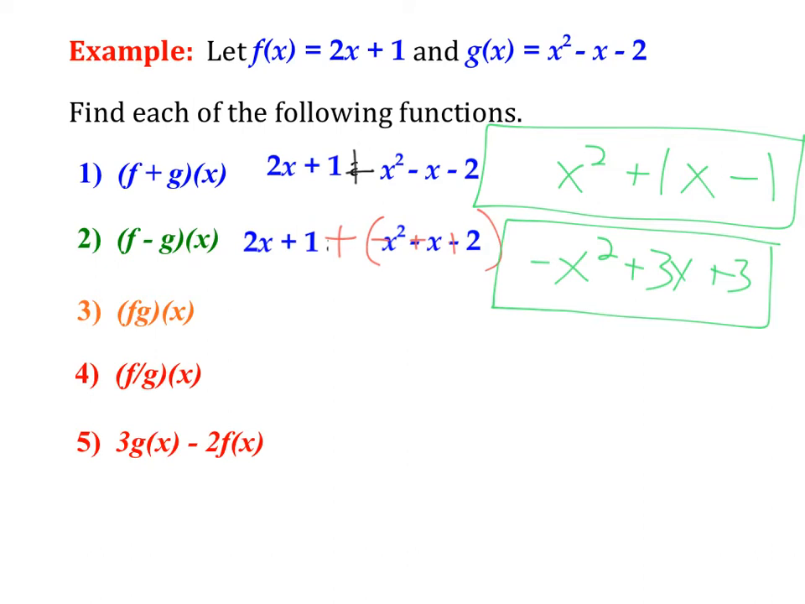So we're going to have 2x plus 1, and we're going to multiply that times my g function, which is x squared minus x minus 2.